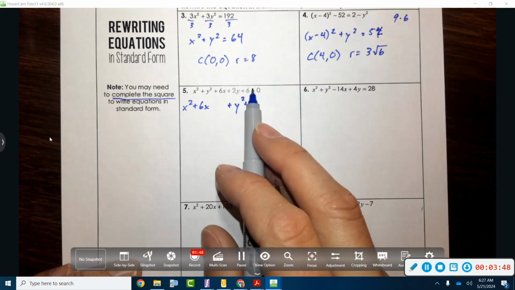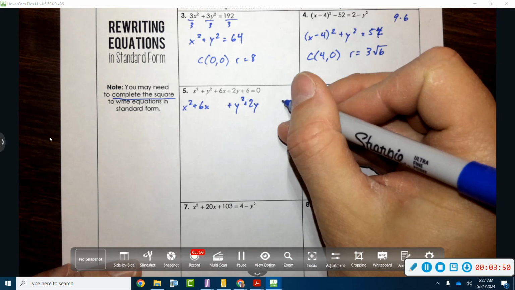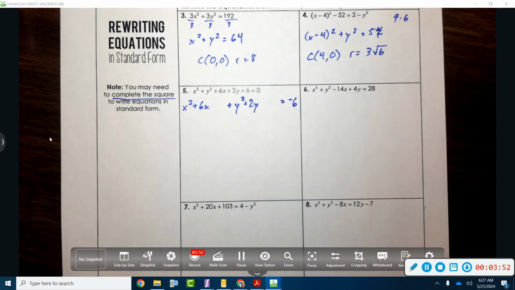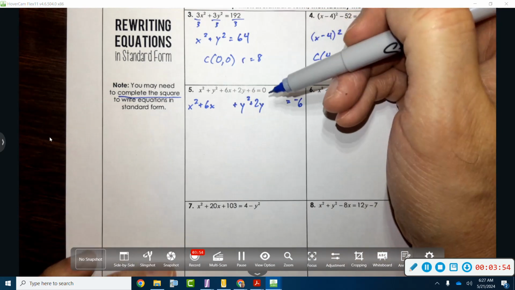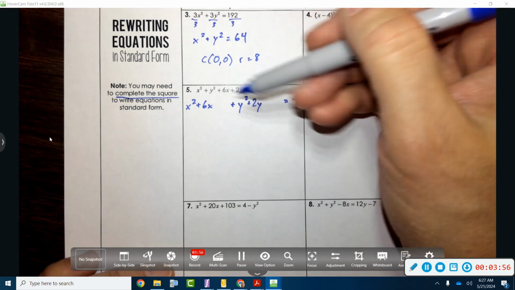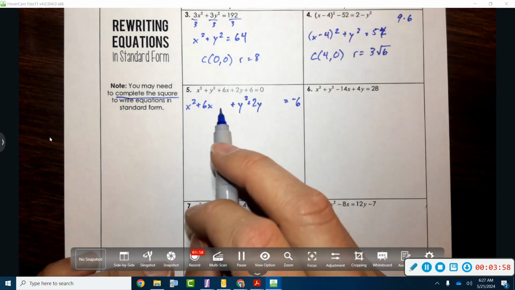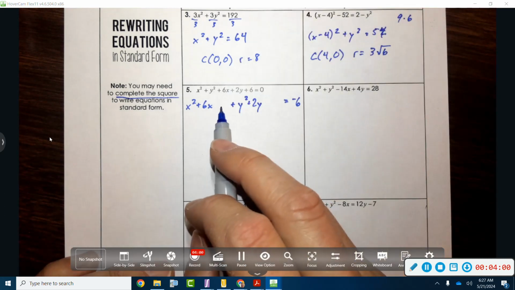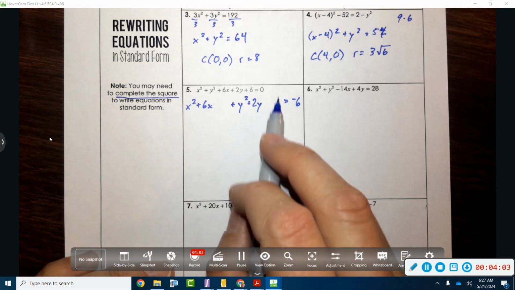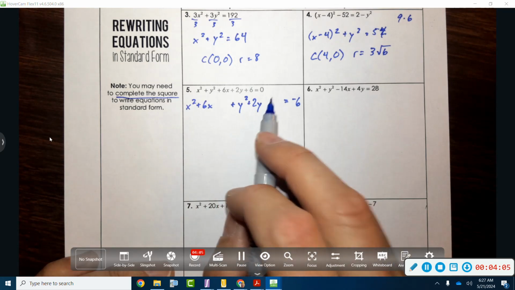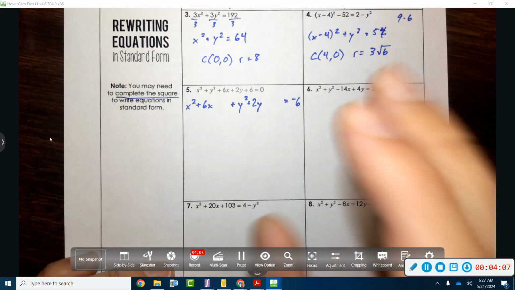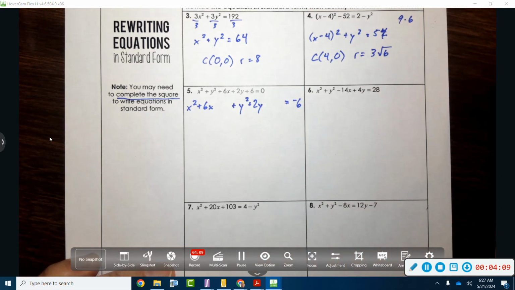All right, and that 6, I'm going to put him over to the other side. Okay, so there, you need a little bit of room here. Now what we're going to do is we're going to fabricate a situation. We're going to fabricate a number here, and then we're going to add it over there. We're going to fabricate another number here, and we're going to add it to both sides. So we're going to fabricate 2 numbers.